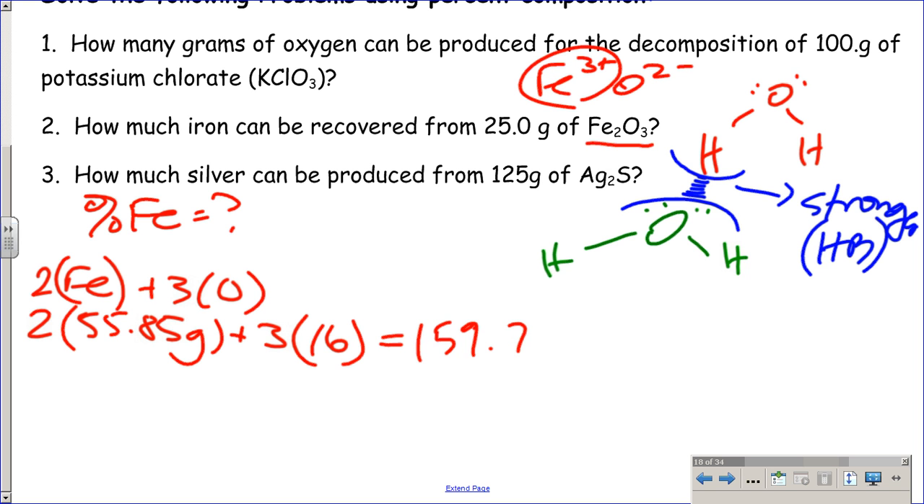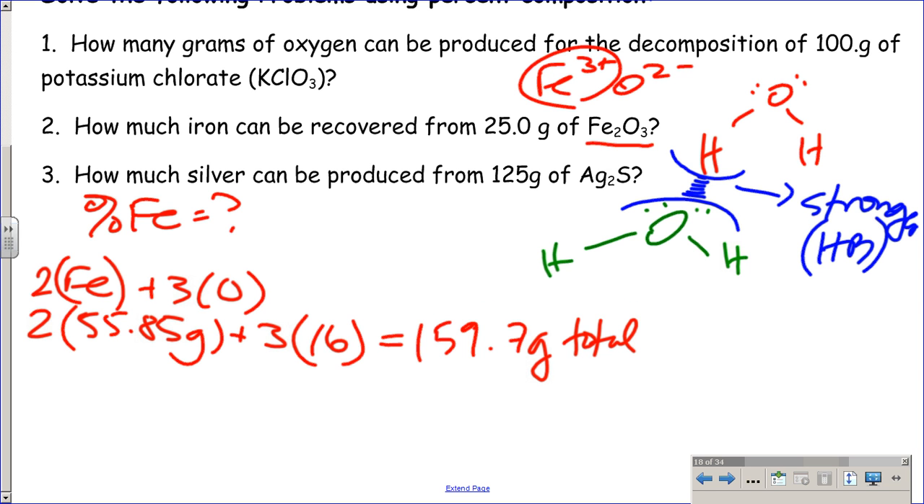159.7. Okay, is that what you said? Okay, so that's our total mass. Now, how do we find percent iron from our total mass? You divide by 2 times the 55.85, right.